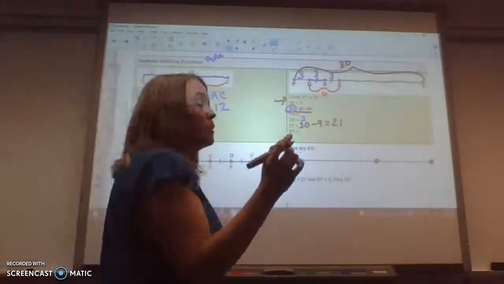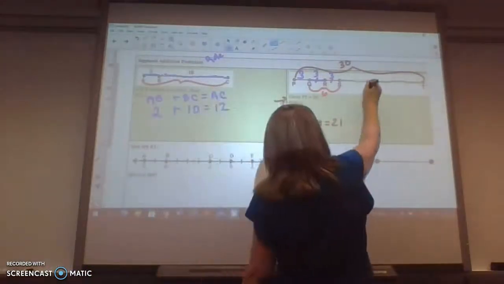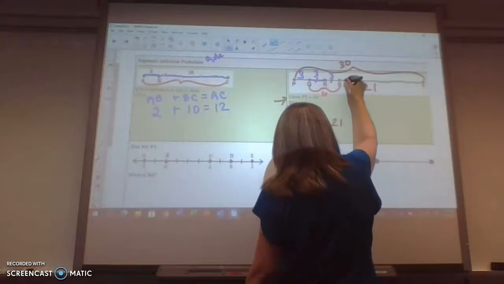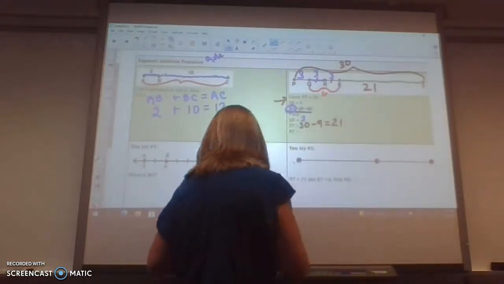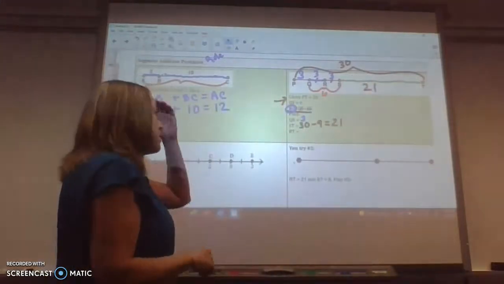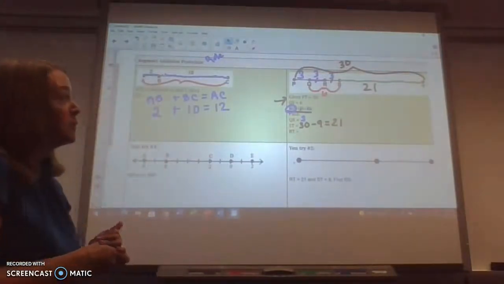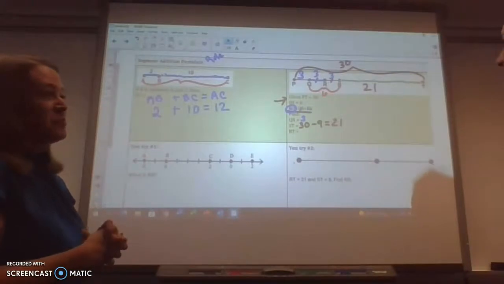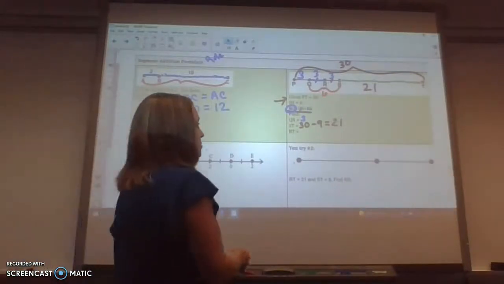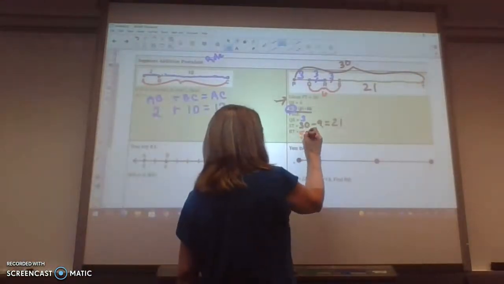Okay, so this, I'm going to label it 21. That's this bigger piece right here, the green piece. Okay, so now, what is RT? I know. This looks like a hot mess, but what is RT? RT would be ST plus RS.